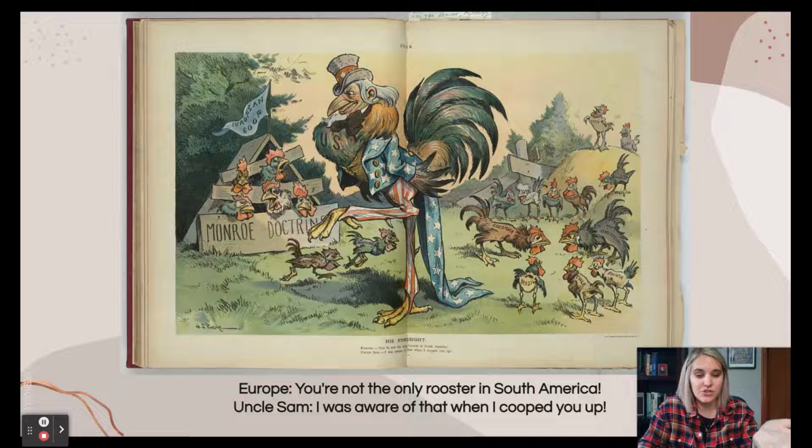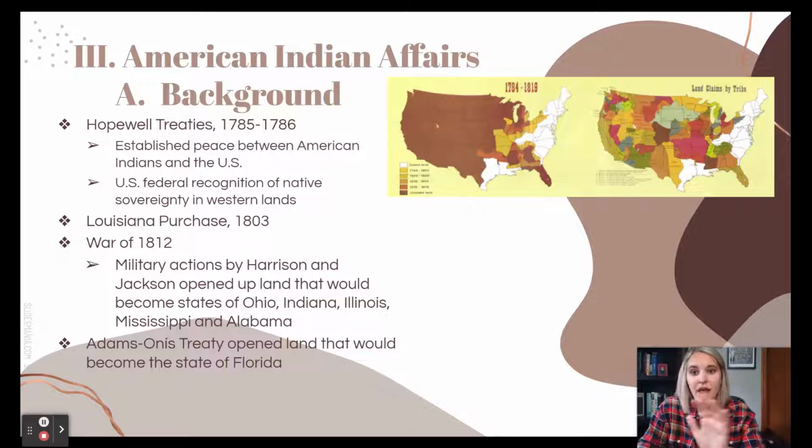You have other countries of Central and Southern America that are roaming free. And Europe is saying to Uncle Sam the rooster, "You're not the only rooster in South America." And Uncle Sam says, "I was aware of that when I cooped you up." So this is potentially a bit of a stretch, thinking that the Monroe Doctrine really did keep the European powers out of the Americas, but you can sense the symbolism, the nationalist rhetoric here.